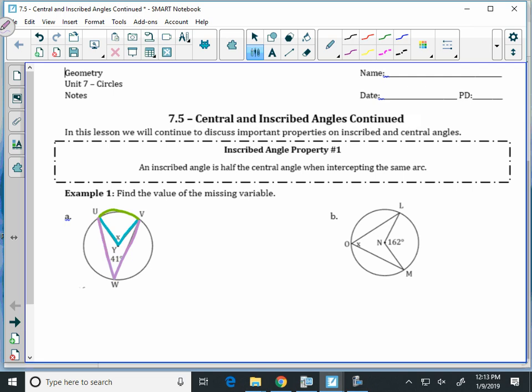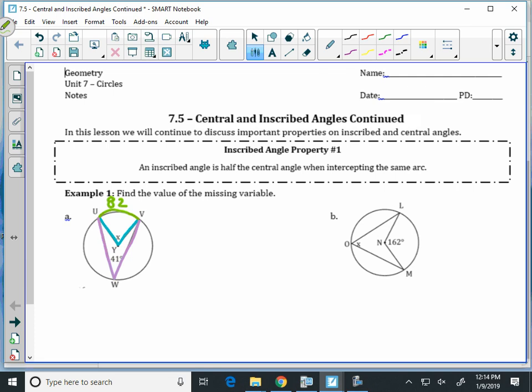Remember from yesterday, what do we have to do with this angle to get that arc? I think we're going from a little angle to a bigger arc. Times it by 2. So when we multiply our inscribed angle by 2, what's the measure of that arc? 82.